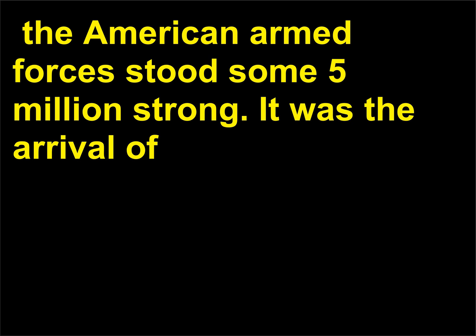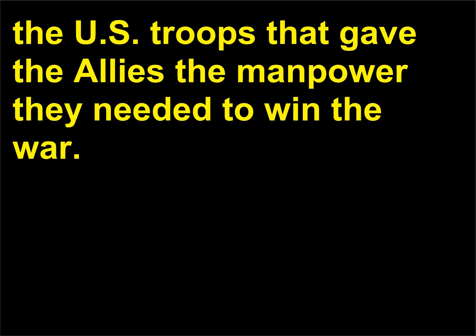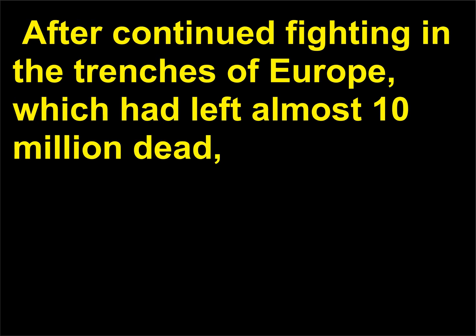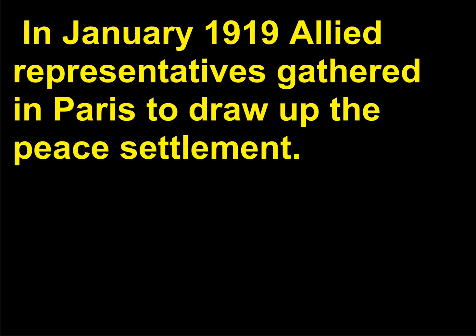It was the arrival of the U.S. troops that gave the Allies the manpower they needed to win the war. After continued fighting in the trenches of Europe, which had left almost 10 million dead, in November 1918, Germany agreed to an armistice and the Central Powers finally surrendered. In January 1919, Allied representatives gathered in Paris to draw up the peace settlement.